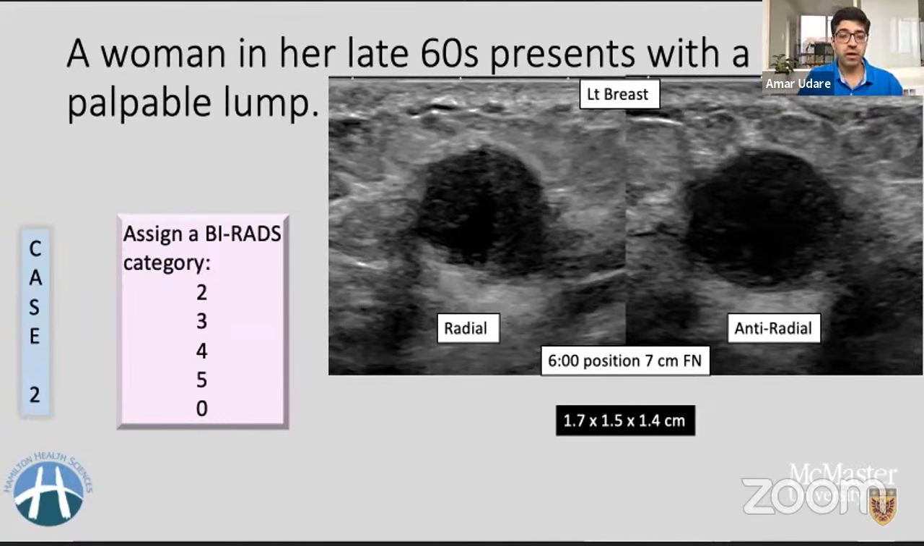So what are these things? Imagine you're doing an ultrasound of the breast. As you start to go from the nipple towards the periphery of the breast, that will be your radial plane of scanning. So if the transducer is parallel to that plane, it is radial. And when you turn orthogonal to that plane, it is anti-radial. That is how you should assess margins of the lesion, both in radial as well as anti-radial plane, to complete the entire assessment.